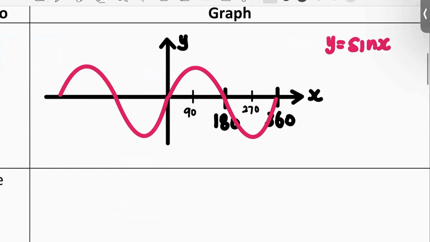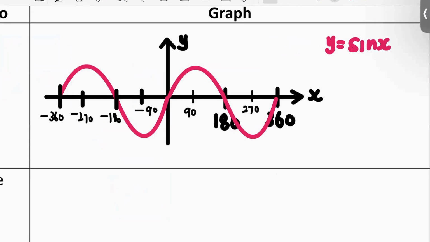The values are all the same. The values here will be 360, here will be 180, here will be 90 as well as 270. And the negative version: negative 360, negative 270, negative 180, as well as negative 90. So we do it in degrees.